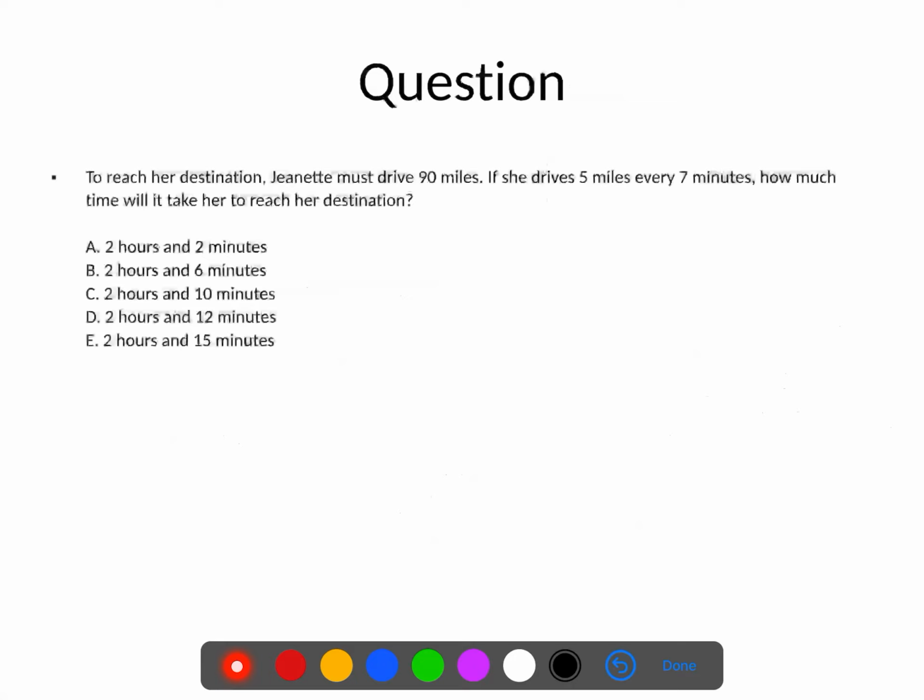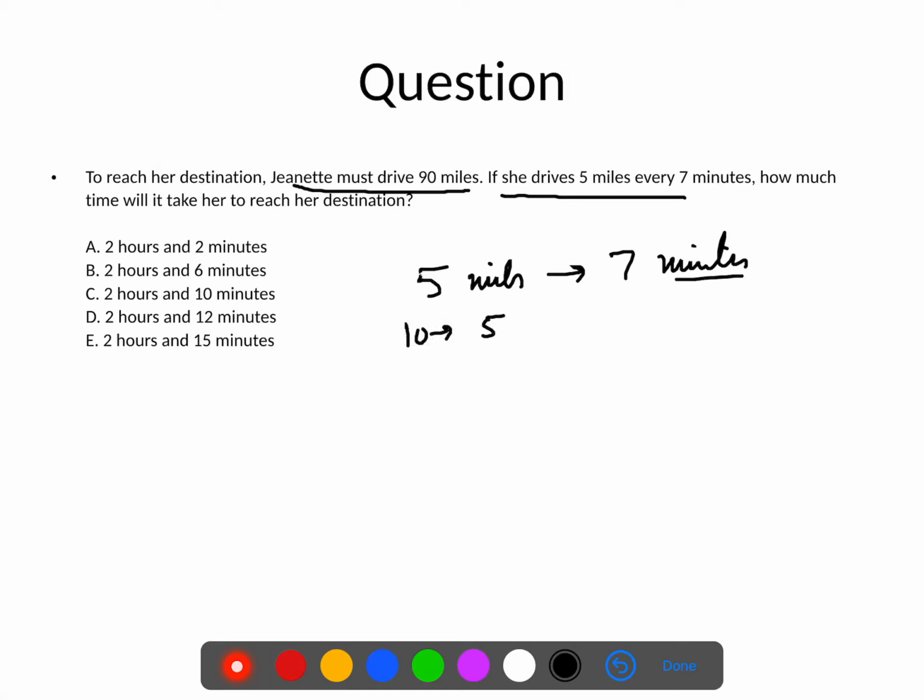For every question, pause the video, solve it yourself, then see the explanation. So Janet must drive 90 miles, if she drives 5 miles every 7 minutes. So for 5 miles, she is taking 7 minutes. If I need to do 10 miles, 10 would be like 5 into 2. She'll take 14 minutes. 14 means 7 into 2.